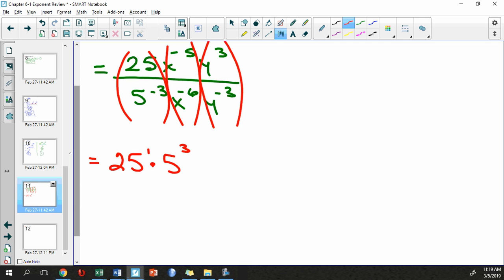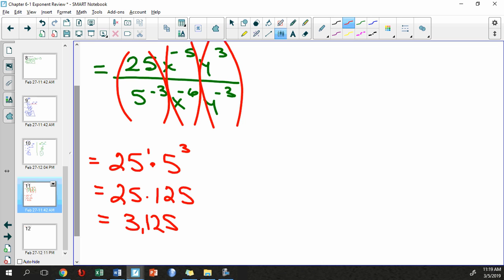So what is 5 times 5 times 5? 5 quarters in your hand gives you? So you're going to have 25 times 125. Can somebody do the multiplication for me of 25 times 125? So this is going to be 3,125, and that is the numerical problem. Did you see how we worked that all the way down?